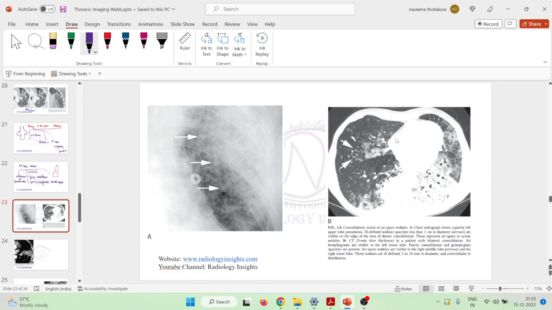So here in the CT you can see presence of bilateral consolidation, and you can also see presence of these airspace nodules. See, these nodules which you can see here are airspace nodules. So one important thing here is airspace nodules, which is a feature of consolidation.